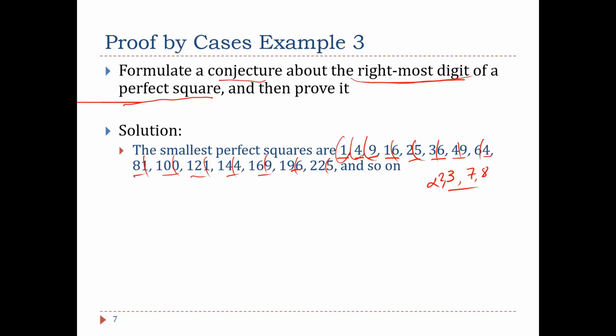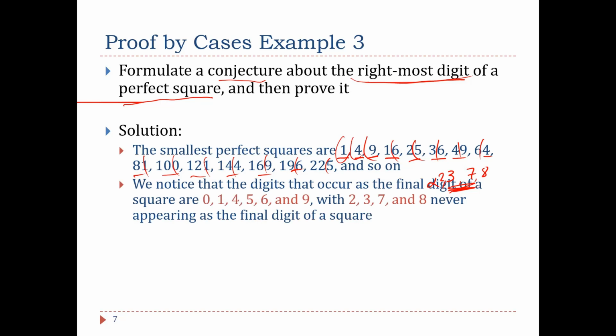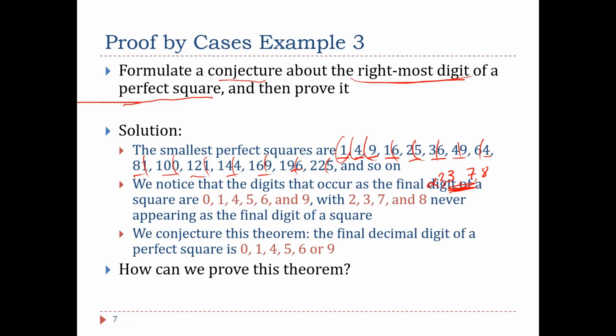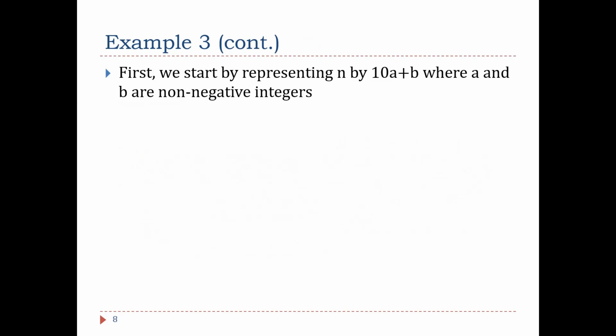Interesting. But can we prove this? Can we say that the first digit in the perfect squares of any number is one of these values? Well, actually, if you write your number in this form, so you pick any number and you write it as 10a plus b, where a and b are non-negative integers, no matter what that number is, you can write it in this way.